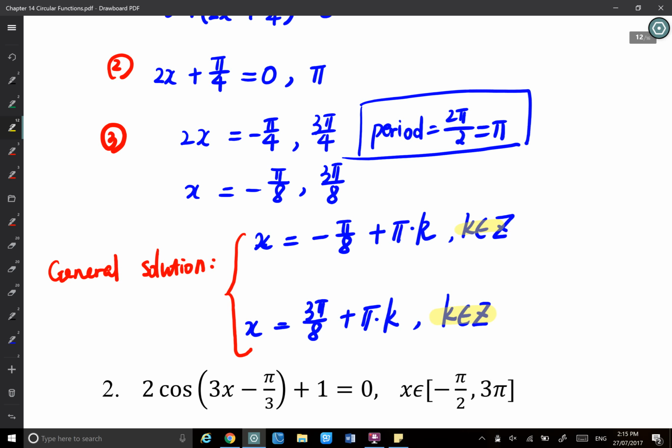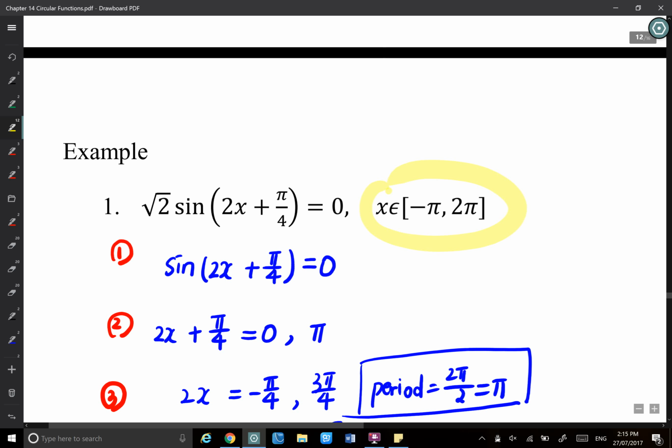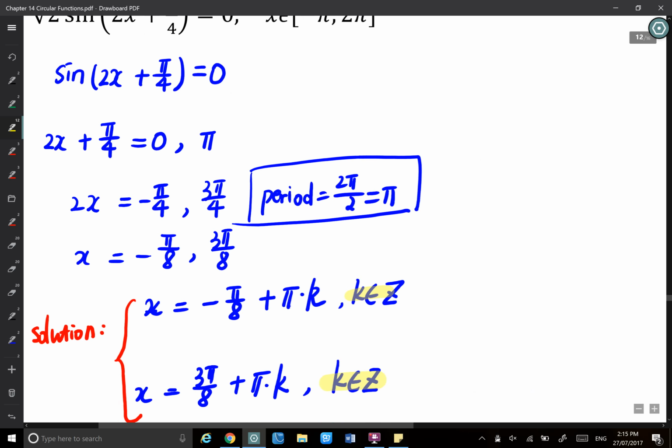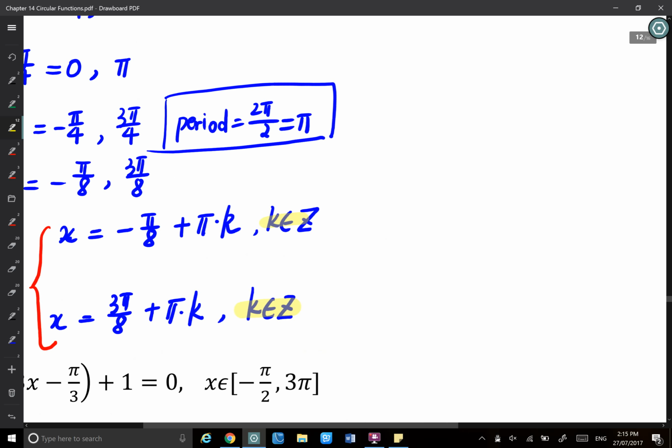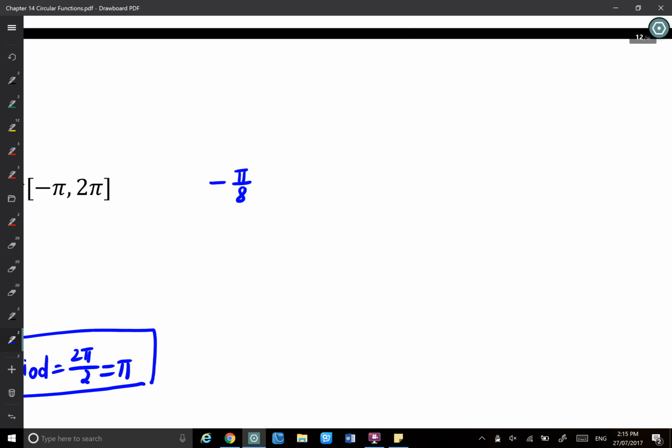After I write my general solution out, I'm looking for the specific solutions because I have a domain. My x is only between minus pi and 2 pi. So what I can do is, I'll put this here: minus pi on 8. Let's have a think about minus pi on 8. I can go to the negative side first. If I subtract the period, what will that be?